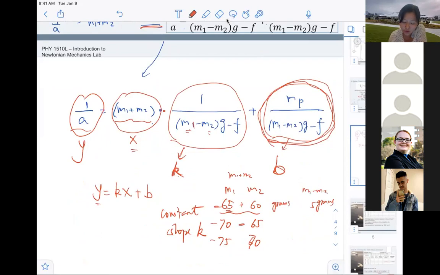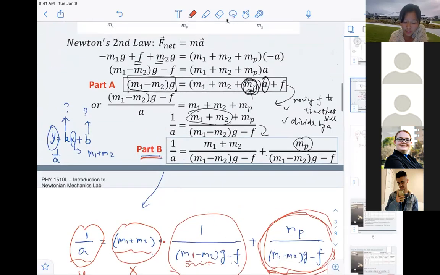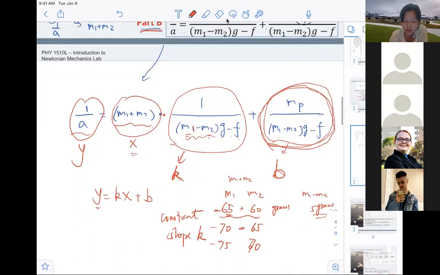That would give you your theoretical prediction for K, because you can see M1 minus M2 is these grams times G minus little f, and little f you already figured out from your part A. You already figured out what little f is, right? So you can have a theoretical value for what K should be for the second part. And you can predict theoretically what should be for your y-intercept.